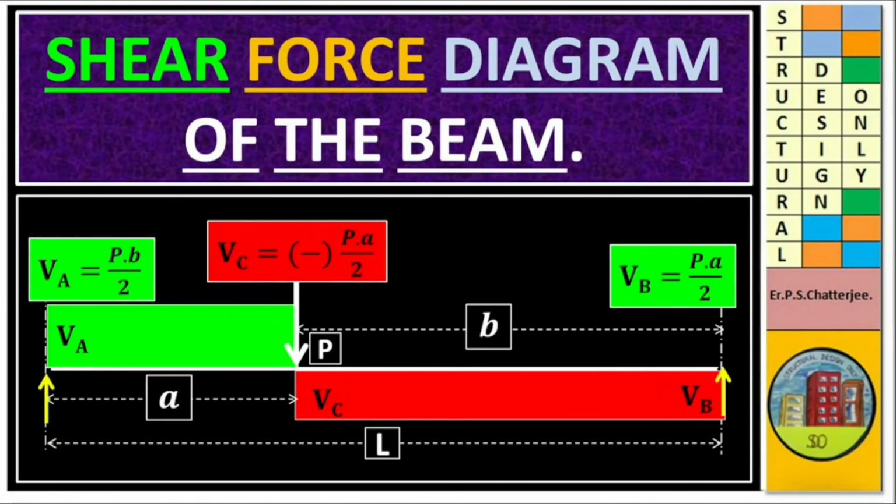Shear force diagram of the beam. This is our VA is equal to P into B by 2. This is our VC is equal to P into A by 2 with the sign negative. VB is equal to P into A by 2.